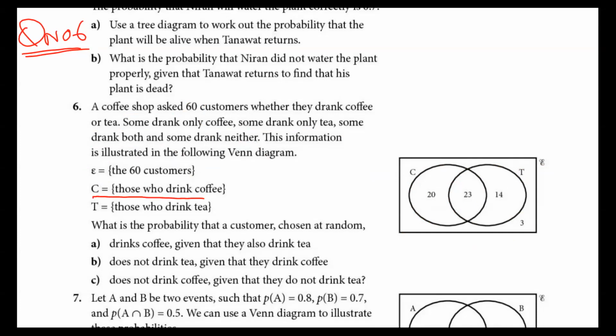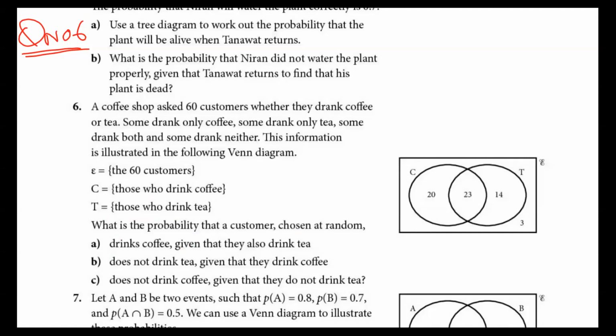So C stands for drinking coffee and T stands for drinking tea, shortcut notation for T and C. Okay, first question, very easy. Find the probability that a customer chosen randomly... Now, this kind of question will come in the exam, so you must know how to transform a word problem into mathematical form.